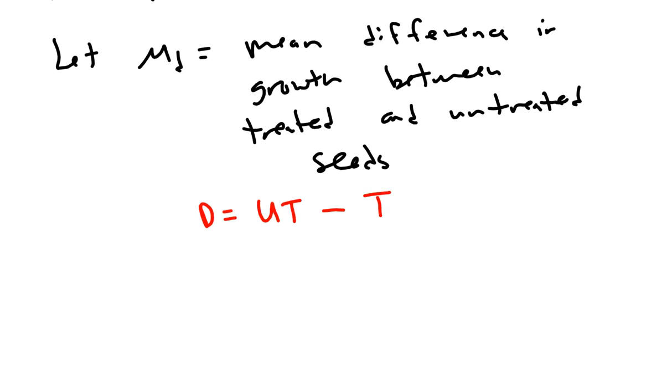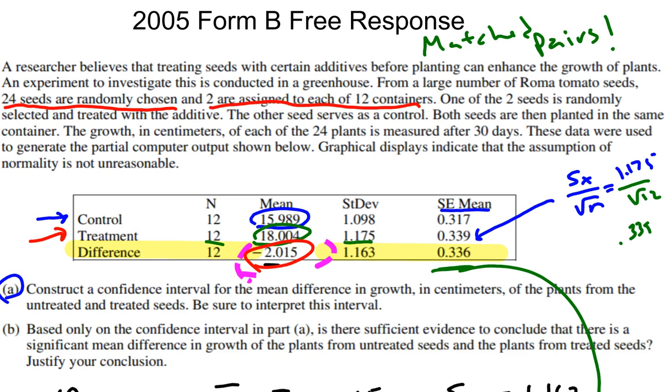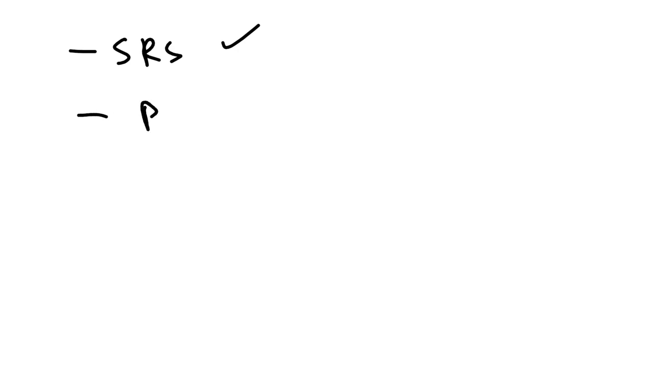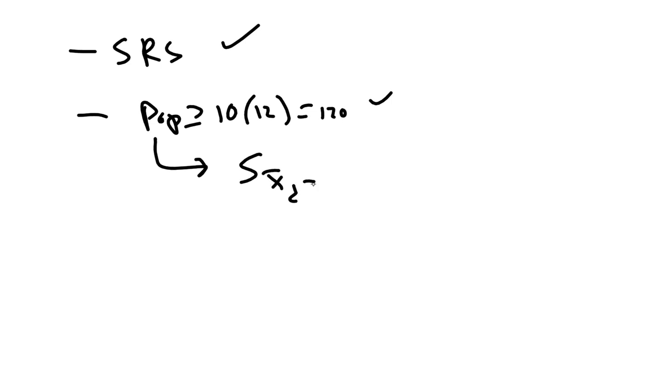Okay, and then we go to our hypothesis. We don't have hypotheses here, but we could if we were doing a significance test. The next thing you want to do is check your assumptions. Number one, there should have been an SRS performed, but they mentioned that right at the beginning. We had 24 randomly chosen seeds, so that's a good thing. Number two, the population should be greater than 10 times our sample size, which in this case is 12, or 120, and that's true. And since that's okay, we can say that the standard deviation of x bar sub d is the standard deviation of x d over the square root of n.